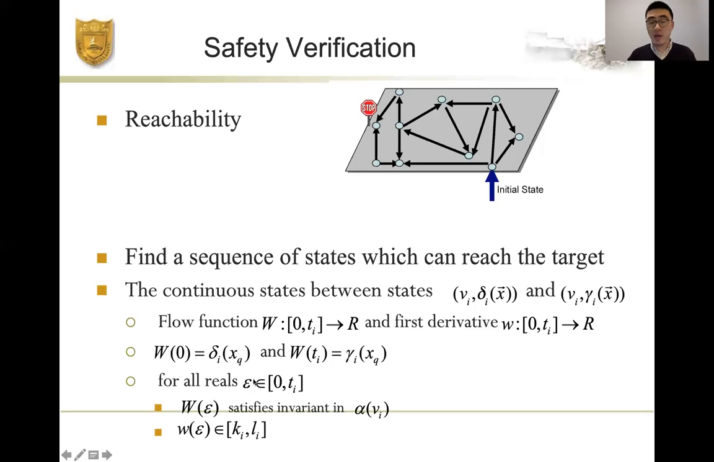For all values epsilon in the range from 0 to ti, we must have the big W(epsilon) certify the invariance of vi. Like here, you stay in the location vi, and you keep staying there. So at all time spots, the valuation of the variables must certify the invariance. And during that time, the first derivative of W should be in the range of the flow condition. That makes the thing difficult because it's an infinite state space.